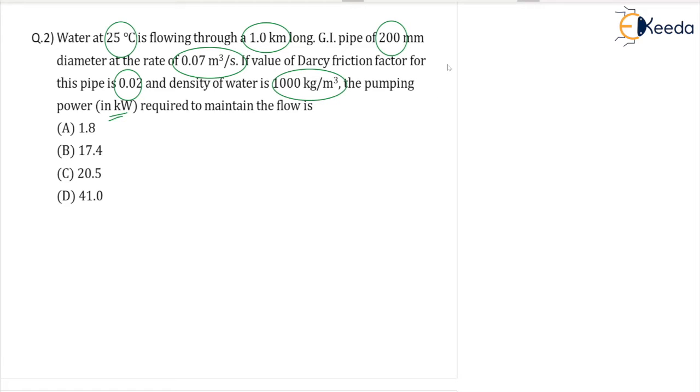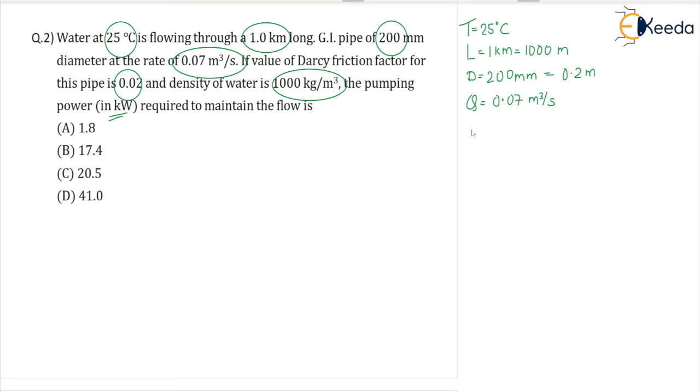So first of all you have to write down the given data. Temperature is given as 25 degrees centigrade and length is 1 kilometer. 1 kilometer must be converted to meter, 1000 meter. Diameter of the pipe is 200 mm, which must be converted to meter, 0.2 meter. Discharge is given, 0.07 meter cube per second.